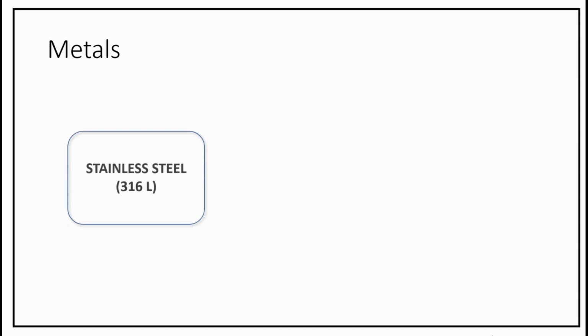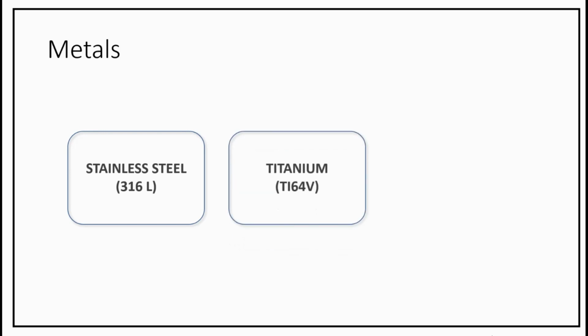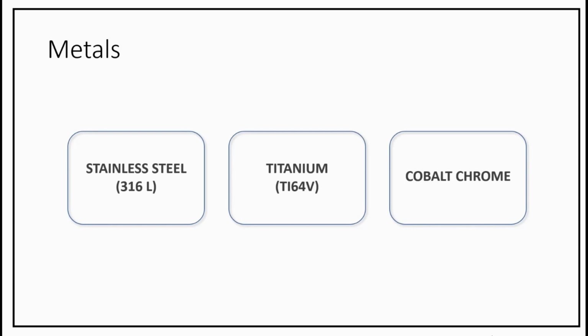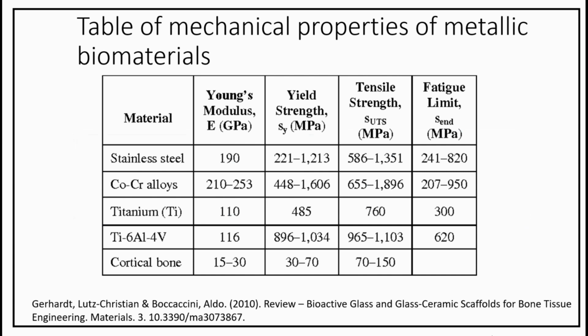Stainless steel 316L. This means in terms of composition it has 3% molybdenum, 16% nickel, and the L stands for low carbon. Next is titanium, Ti-6Al-4V, and that is because it has a composition of 6% aluminium, 4% vanadium, and 90% titanium. Finally, cobalt chromium, composition is 60% cobalt, 25% chromium and 5% molybdenum. Common metals used as biomaterials are stainless steel, cobalt chromium alloys and titanium as mentioned earlier.